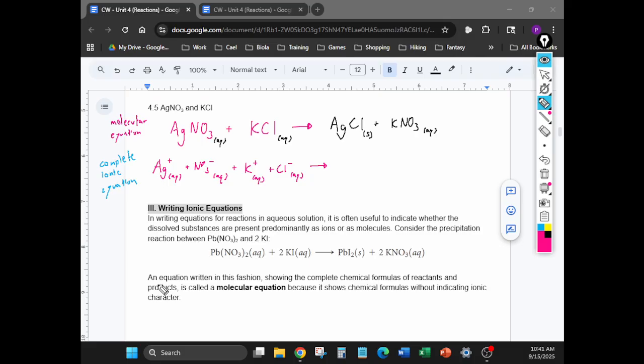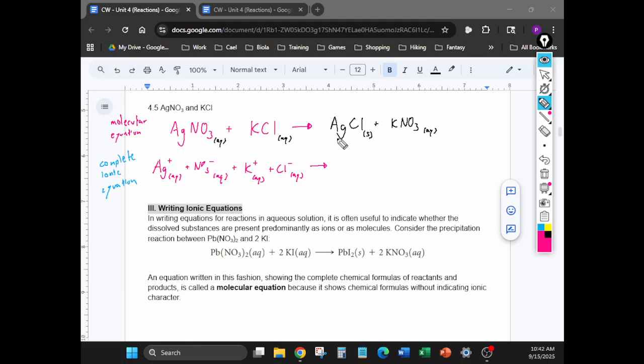Okay, just a heads up, on your test you will have to do this, so just a reminder to get this down. This is molecular equation, complete ionic equation. Sorry, my handwriting is pretty bad.